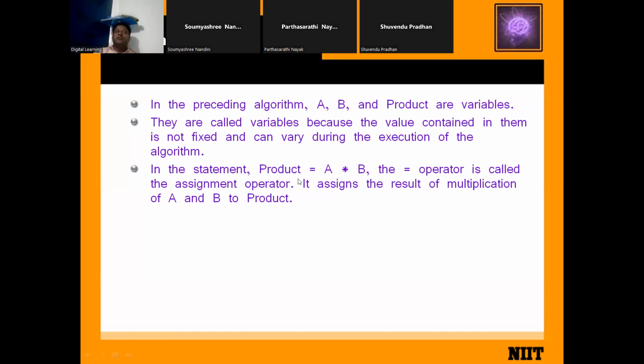What is a variable? A variable is a memory location where we store the value, and that value always changes.